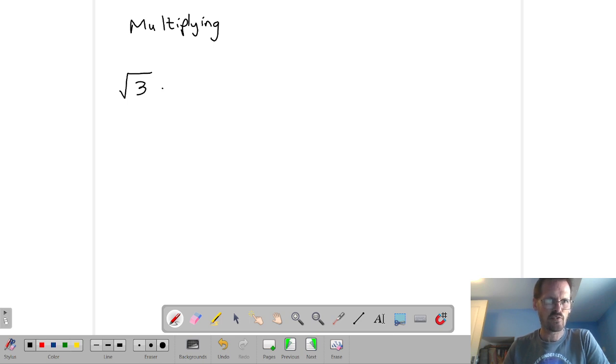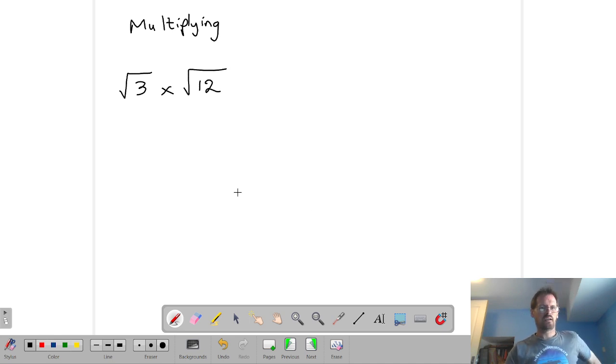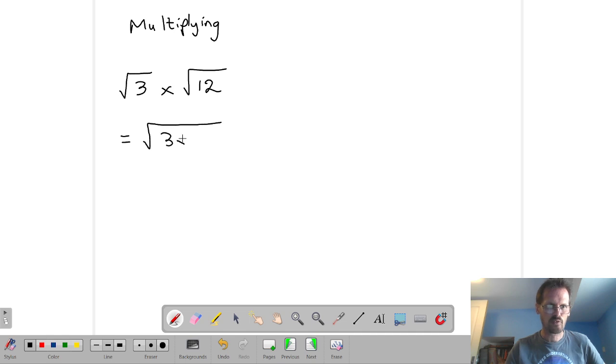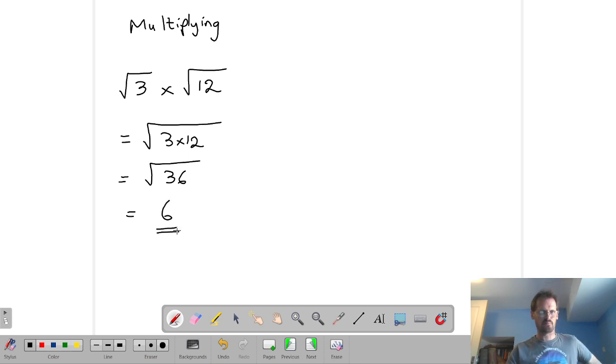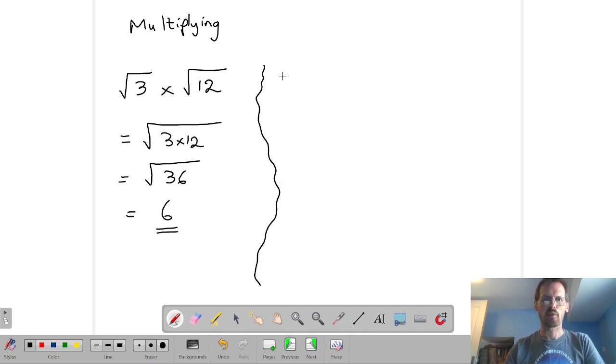So you've got 2 options, depending on really how complicated things are, but you can just think of this. Imagine if you were just doing that one. If you want, you can just multiply what's inside the square roots. And that's the square root of 3 times 12. And you know that 3 times 12 is 36. And you know the square root of 36 is 6. That's one way.